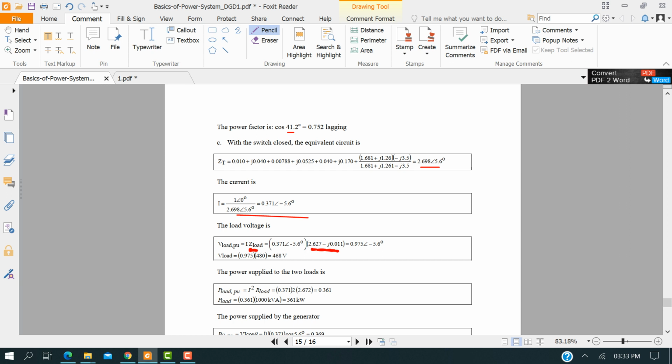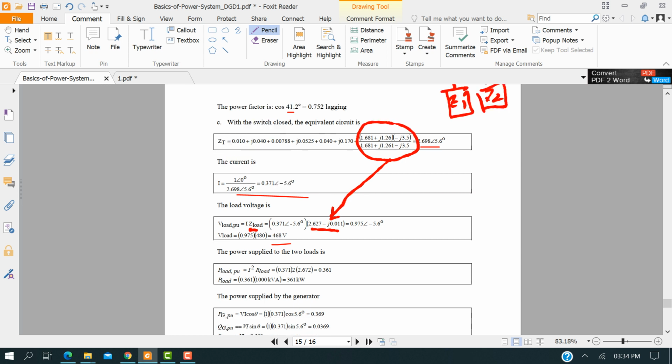So it's a load. Now the load is two parallel loads: one for Z1 and another for the capacitive load Z2. So this value comes from this value. If we just multiply this, we'll get this one. So this is the load and this is the actual value, just like before.